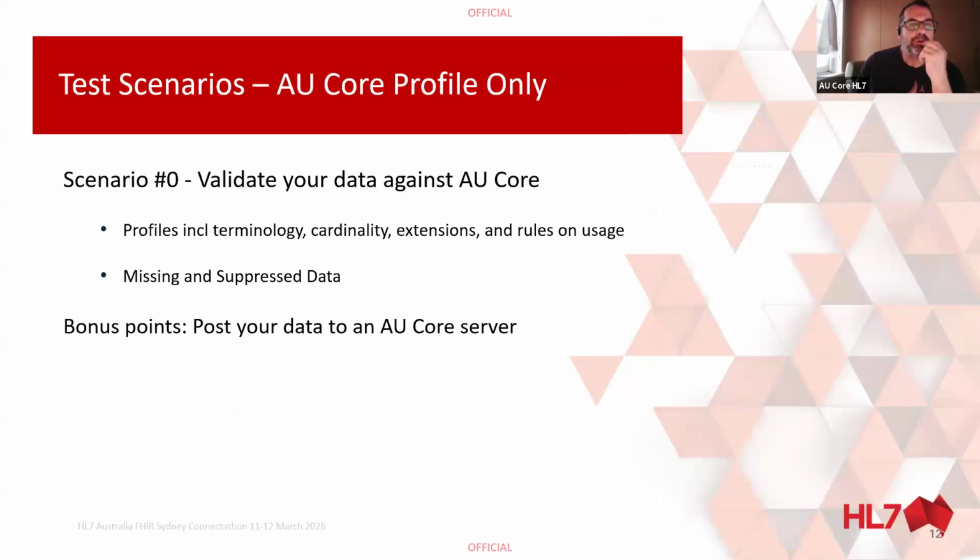So talking about AU Core profile only testing, this allows you to essentially cut and paste instances of AU Core data and be able to test those. So we have the ability to validate your data against the specifications directly. That's a good place to start if you don't have a full file server kind of capability. And certainly we can help you out if you're trying to try out AU Core that way.